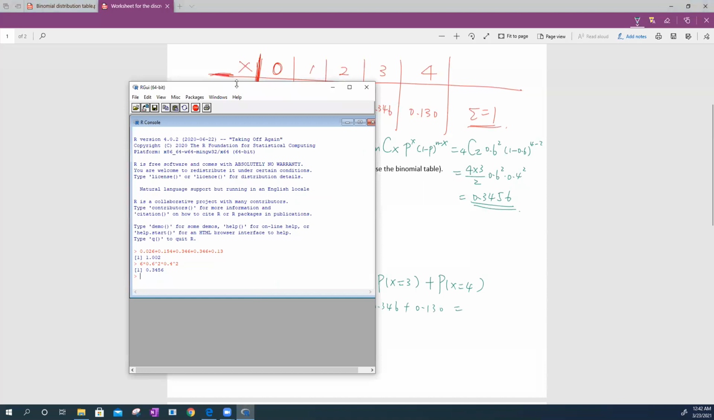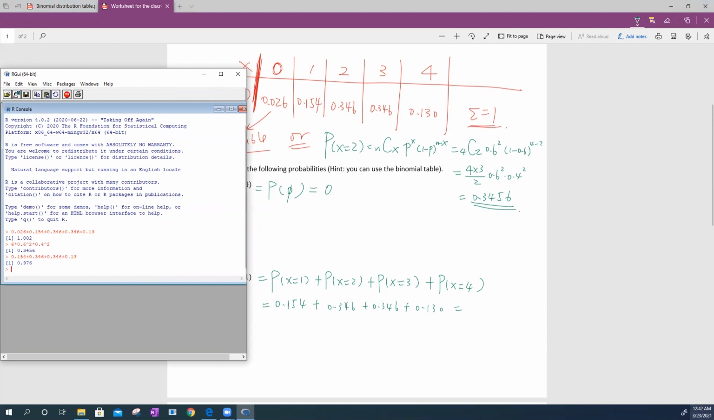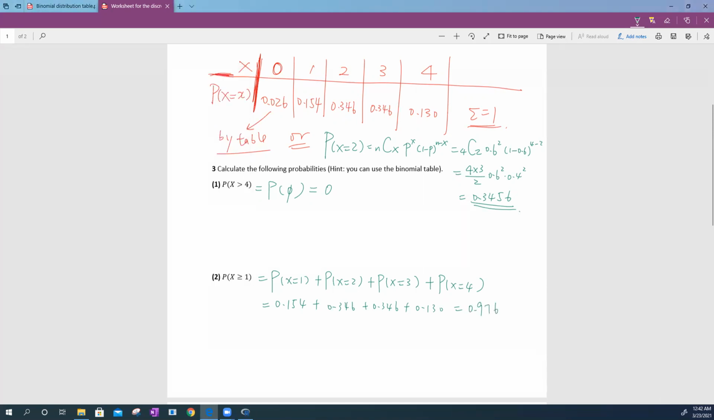And then let's calculate it. 0.976, or we want more than or equal to 1, and we know the sum of the probabilities equals 1. Then we just use that: the sum of all the probabilities minus the one you don't want. You don't want only the probability of x equals 0. So that is 1 minus 0.026, then that is 0.974.